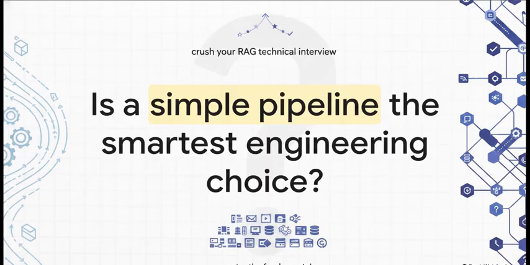So I'm going to leave you with the thought to ponder as you prepare for your interviews. Are advanced, highly complex architectures like Agentic and GraphRAG always the mandatory future? Or is mastering a perfectly tuned, simple retrieval pipeline still the absolute smartest engineering choice for most businesses? Master the fundamentals we went over today first, and you will absolutely crush your RAG technical interview.